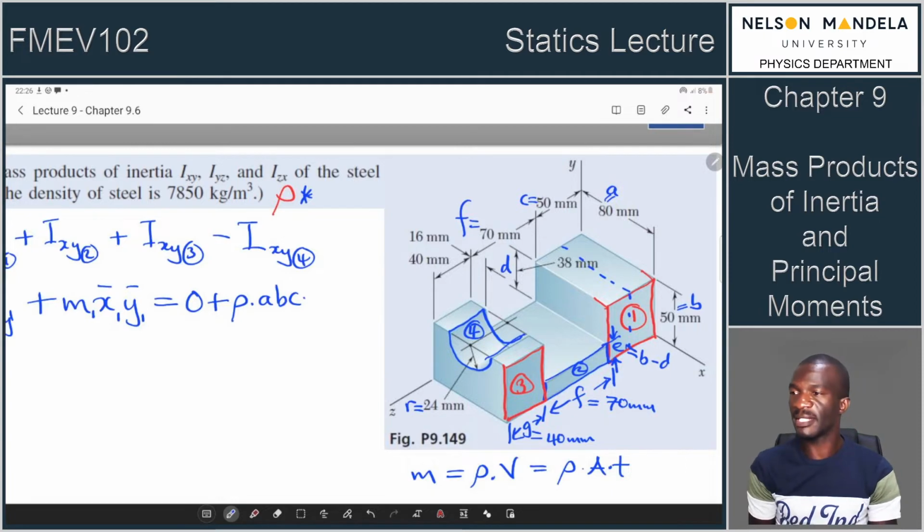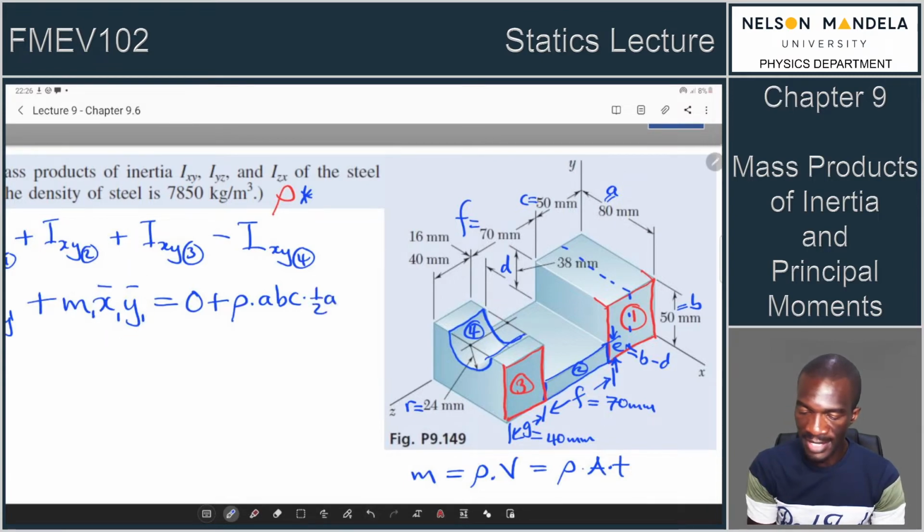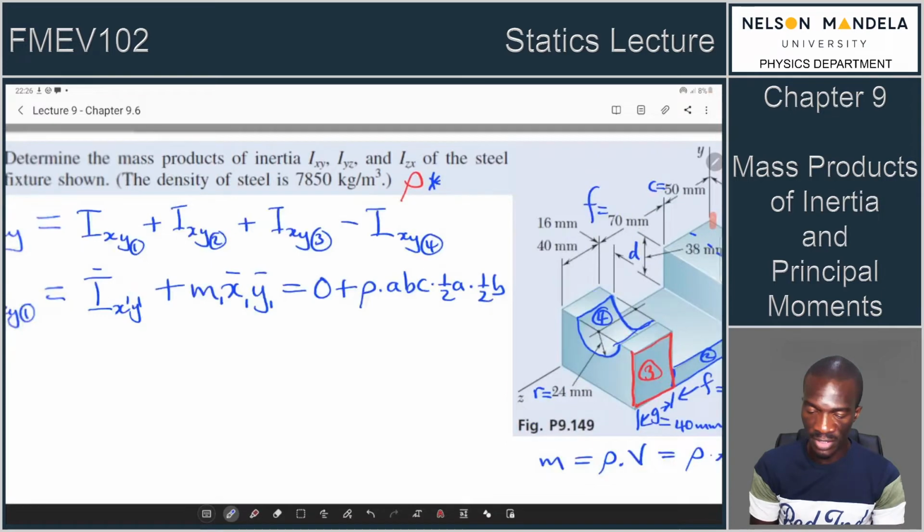Then we multiply this by what? We are multiplying this by x bar, y bar. Our x bar is just half of A, and our y bar is just half of B. So we are happy with the first part.